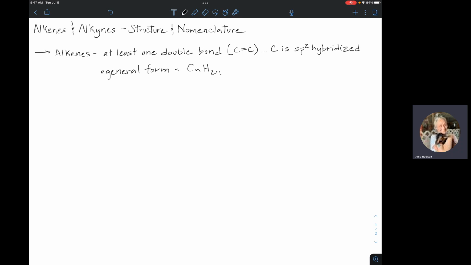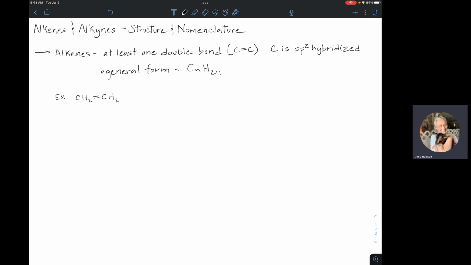So a nice easy example would be ethene, right? So we have a carbon, we write it like this. Looks like there might be a double bond between the H2 and the C, but that's sort of just how we write the condensed formula. But we know that the double bond is actually between the two carbons.